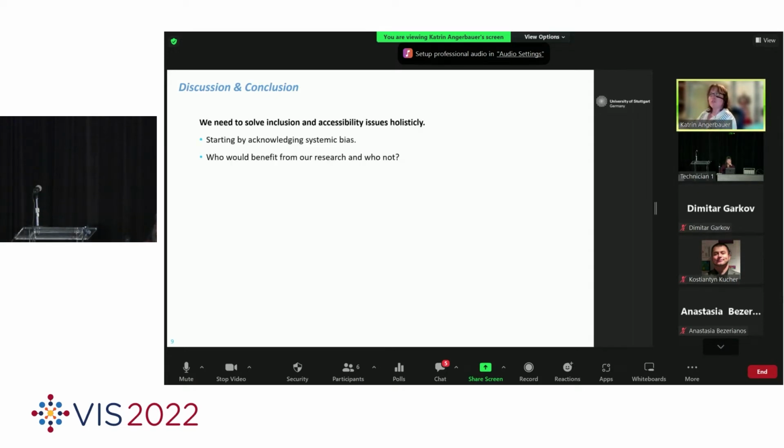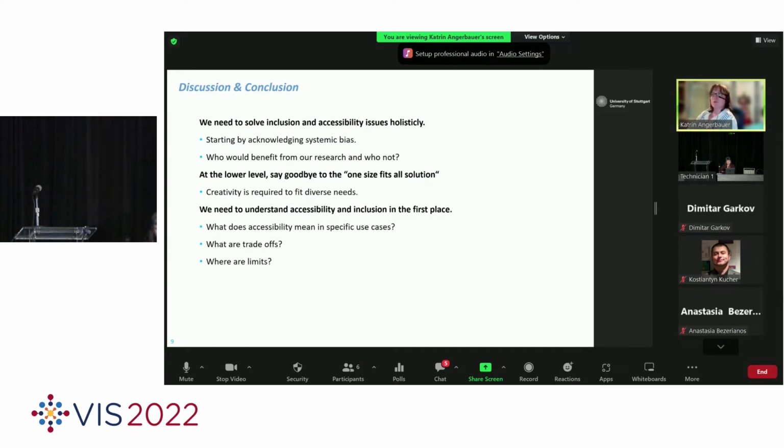When we want to solve inclusion and accessibility issues, we need to do it holistically. This is a big thing to do. I acknowledge that, but we could start by getting aware of the bias we're living with, and eventually ask ourselves the questions: who would benefit from our research and who not? And is this disadvantage intentional, or are we accidentally propagating some biases that we actually wanted to fix? And at the lower level, we need to say goodbye to the one size fits all solution. And I think lots of creativity is required to fit diverse needs.